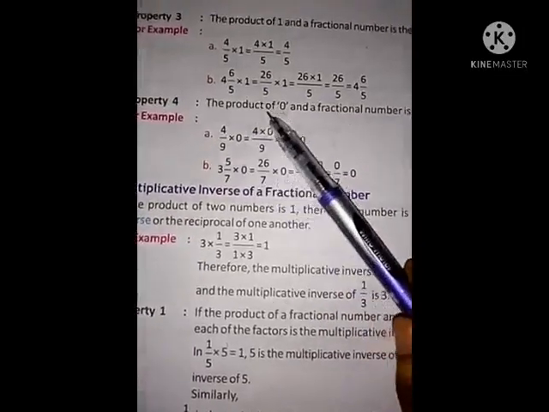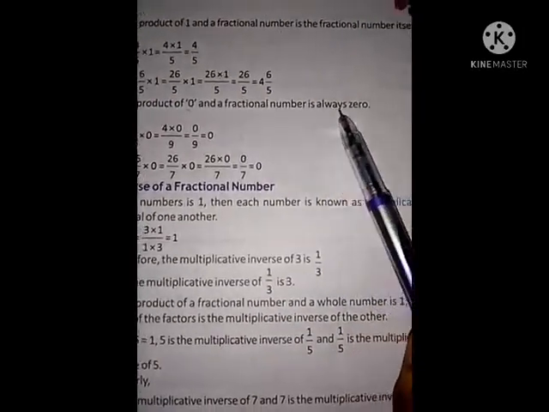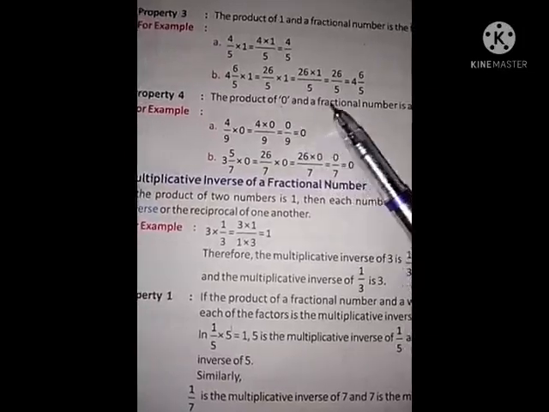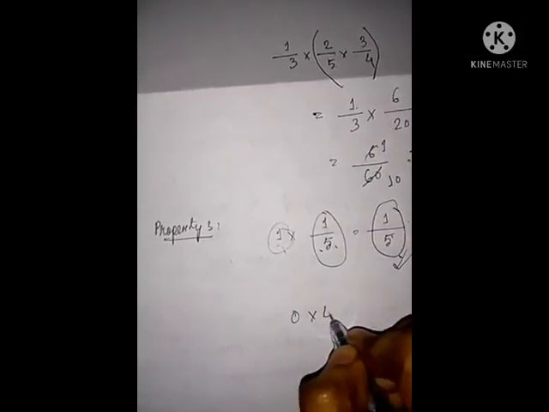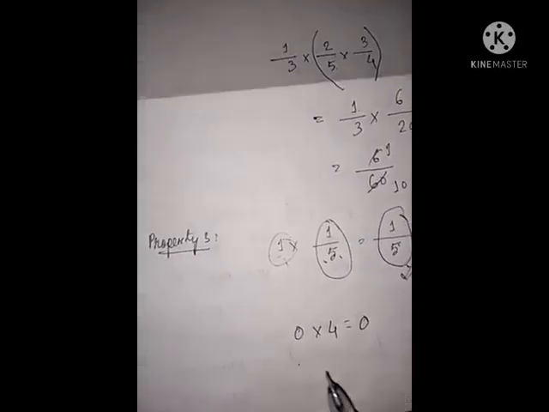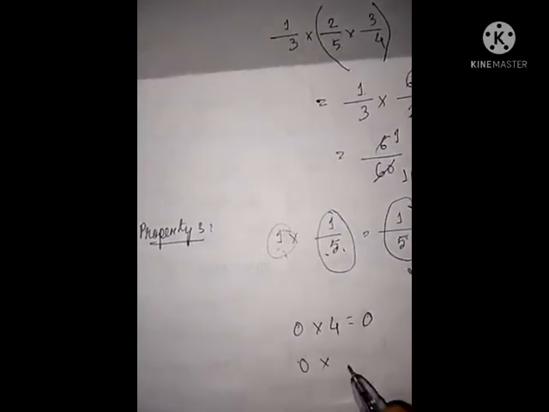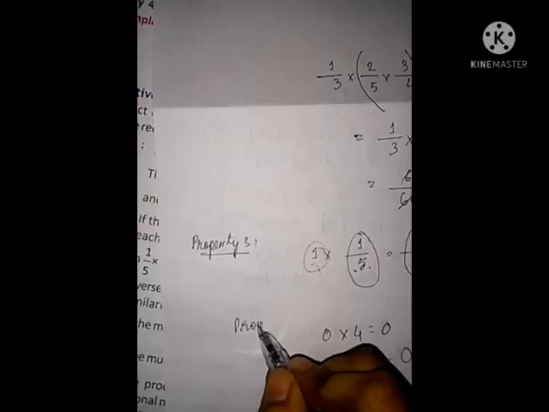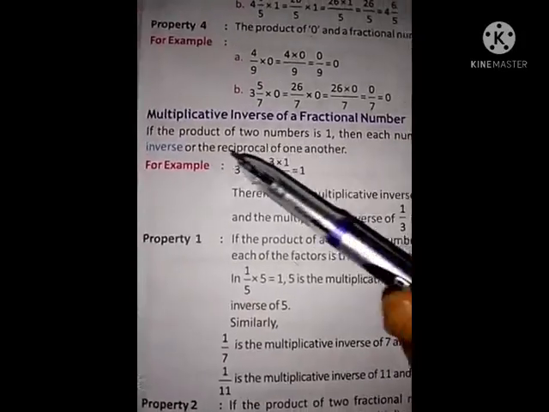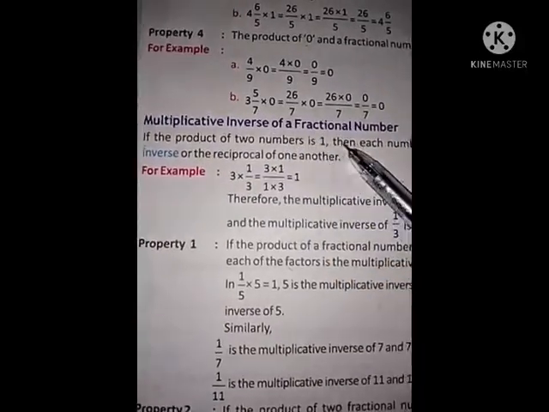Property 4. The product of 0 and a fractional number is always 0. This is like the whole number. If we multiply 0 with a whole number, we will get 0. This is the same for a fraction also. If we multiply 0 with a fraction, then we will get 0. This is property 4. Understand?